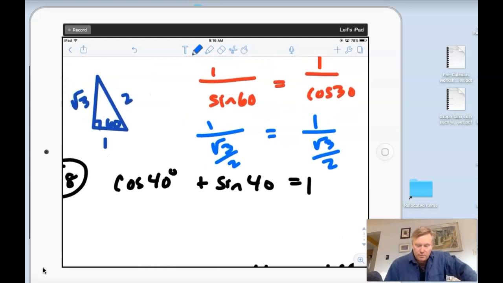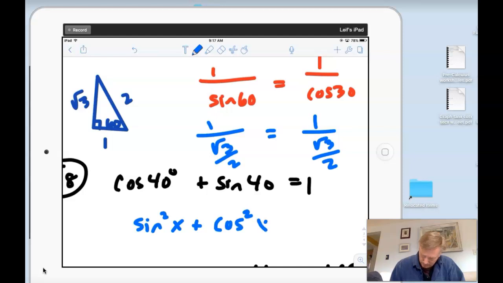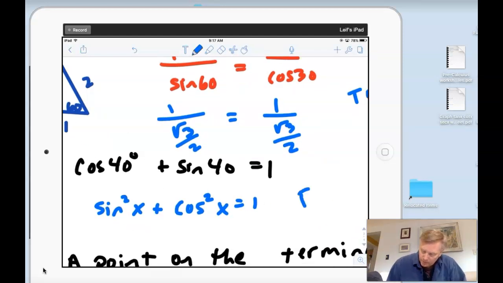Sine of 40 plus cosine of 40 equals 1. This one's totally false, all right? If you punch that into your calculator, you get very different numbers. The sine squared of something plus cosine squared of something equals 1. This does not. So there's no way that's going to work out.